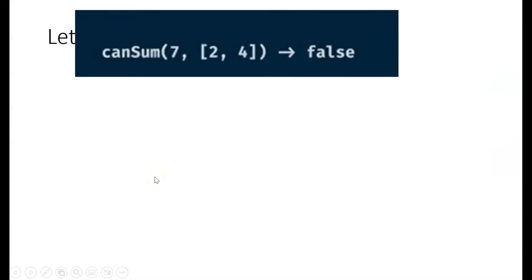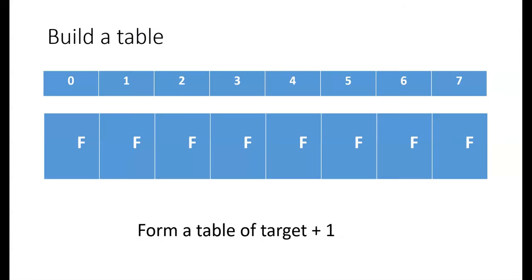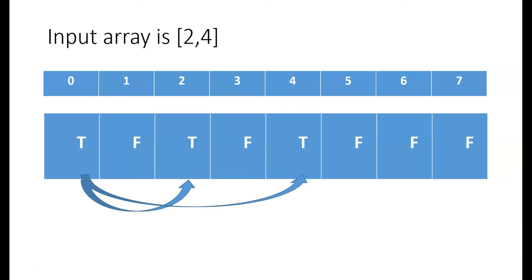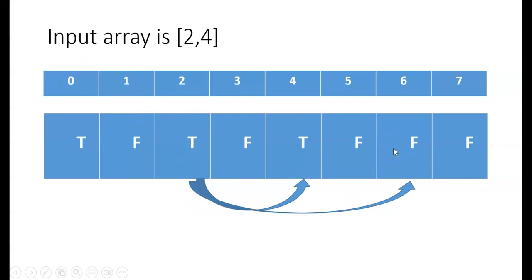Let's also check for the other numbers, right? 7, 2 and 4. Initially everything is false. The first element is true. And then we are going to mark 2 and 4 as true, right? Next we'll go to 2, and from 2 we'll mark this as true and this as true, correct? So that's the next step.